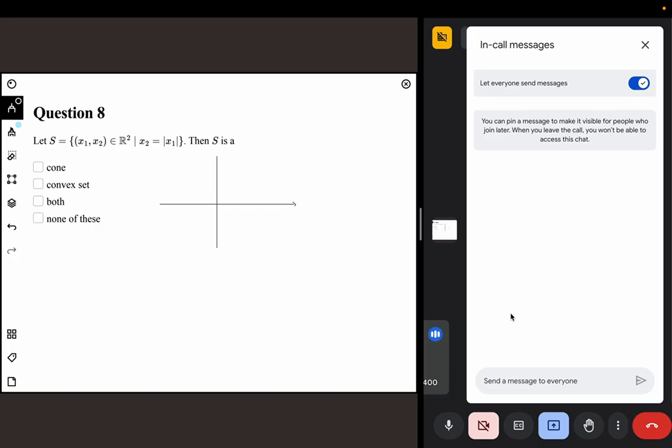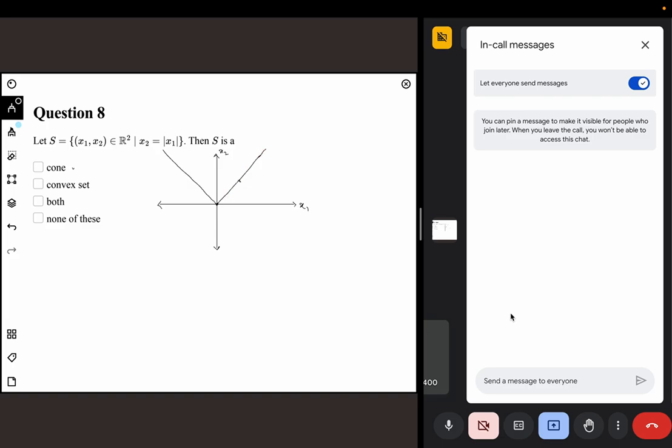I think if I draw this, it will be very clear. x2 equal to mod x1 will be something like this. But since it is an equality constraint, it only has points on these lines. Nothing else. So can I call it a cone? I can call it a cone because it has the origin, and if I take any point and scale it, it will still lie on the same line.